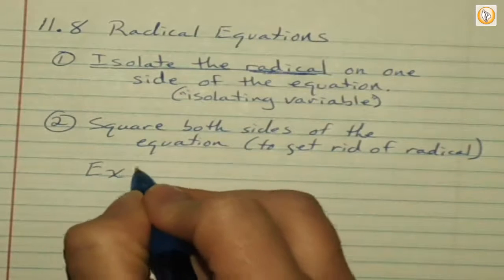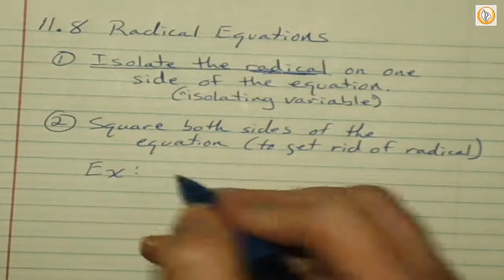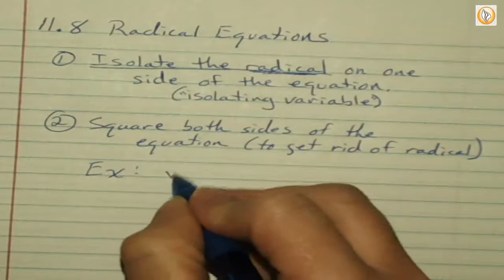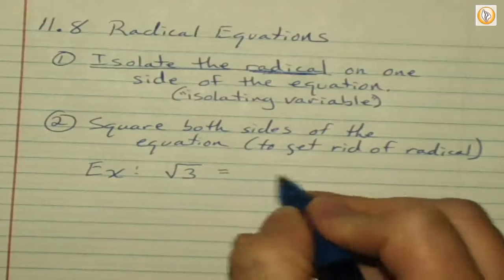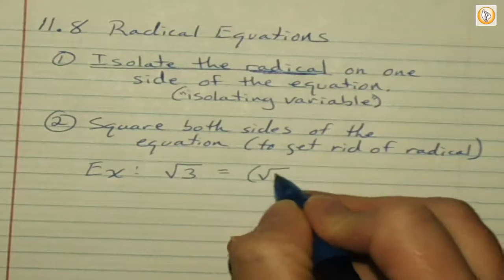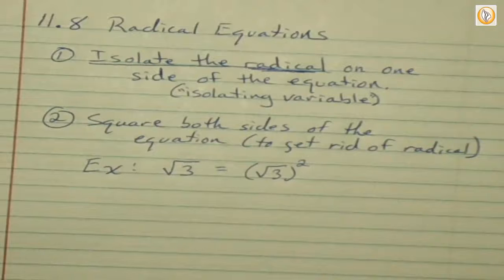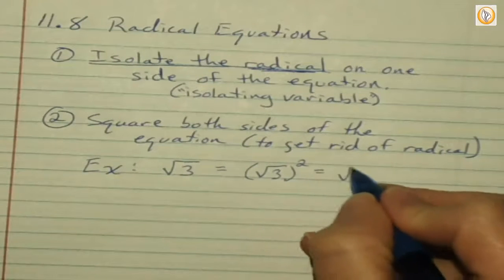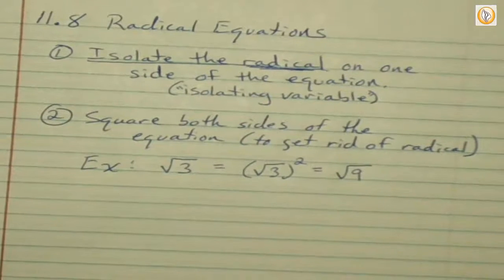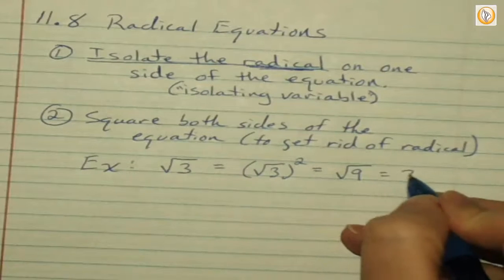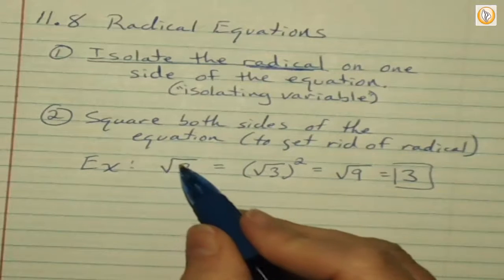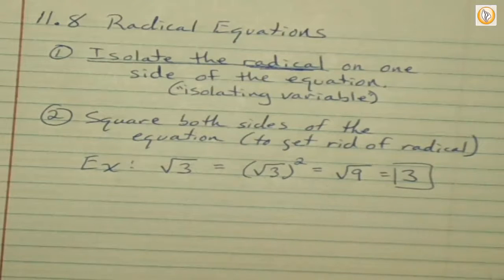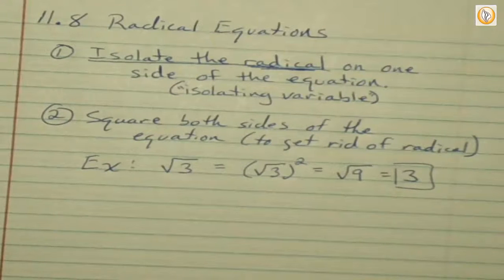Example. This is kind of dumb, but these are dumb examples. If I want to get rid of that radical sign, I would square it, because that would give you the square root of 9, which is what, Franz? Thank you. Are you writing this down? So you see, we got rid of the radical sign by squaring it and taking it out of the radical.